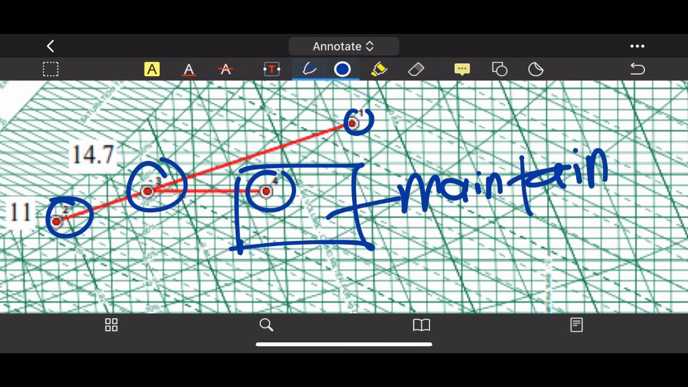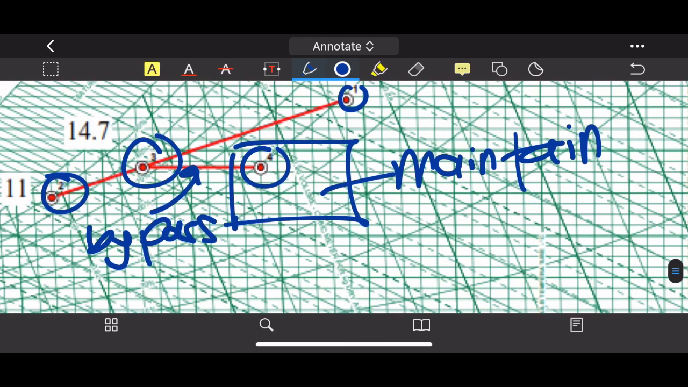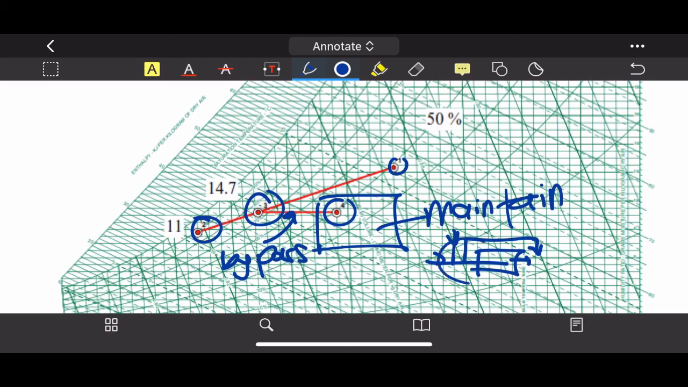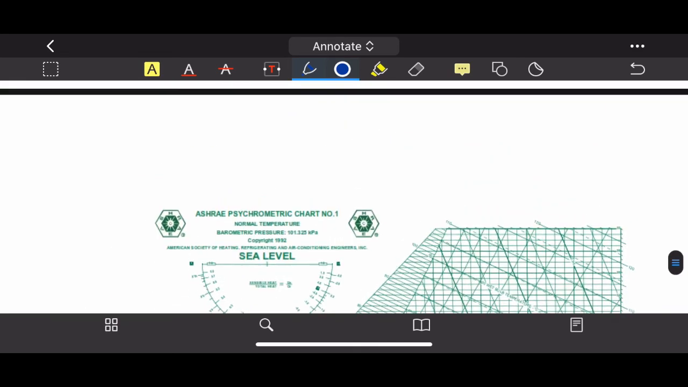Okay, so 1 to 2 becomes 3, and it bypasses. This is the bypass. Alright, so maybe there's a mixture like this, and then there's a cooling coil, but you bypass it like that. Okay, you bypass it. And then at this stage will be the mixture part. That's why you have a mixture diagram there.